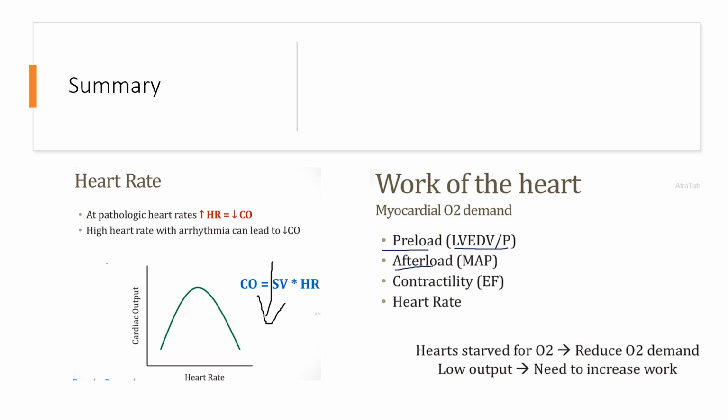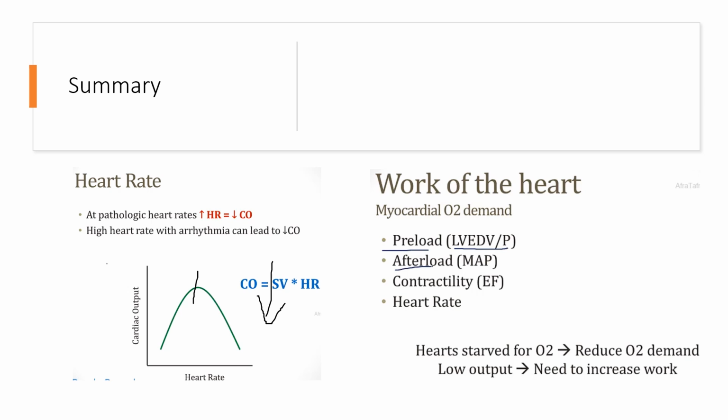This is evident in this graph. As you can see, the cardiac output increases up till this point, along with the heart rate, and after that the cardiac output decreases. Why? Because the stroke volume decreases. So I hope you get my point.